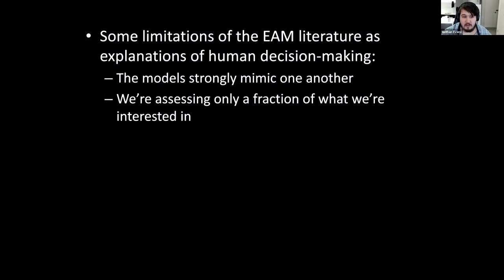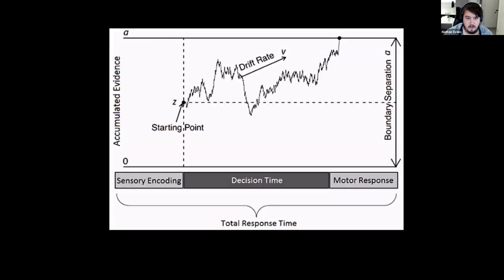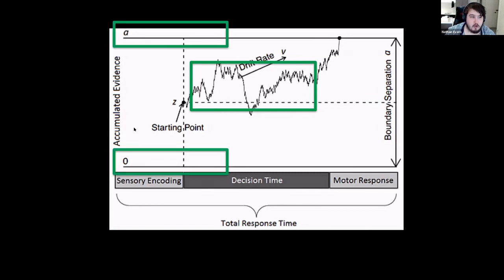I'll go over this a bit more quickly than I would have otherwise. But we have some issues in the evidence accumulation model literature where models mimic each other and we get overly narrowly focused on RT and accuracy. Not a big thing for you to understand, but this is the background of what I'm going to mention. We've got this whole noisy accumulating process, and thresholds that govern when it triggers a response, but all we look at is this dot.